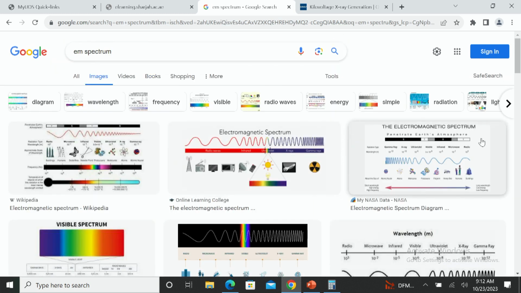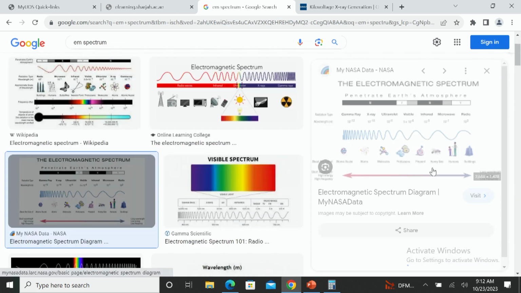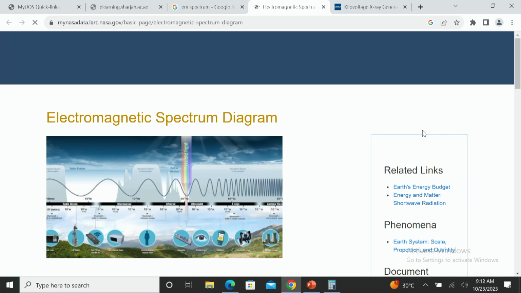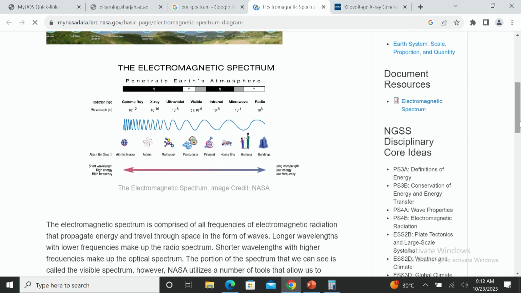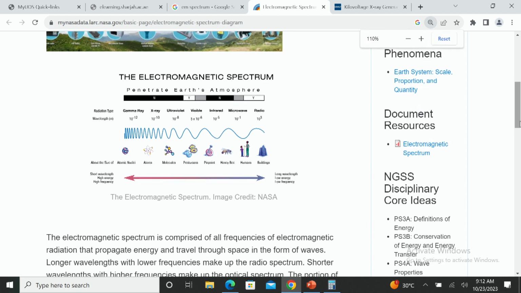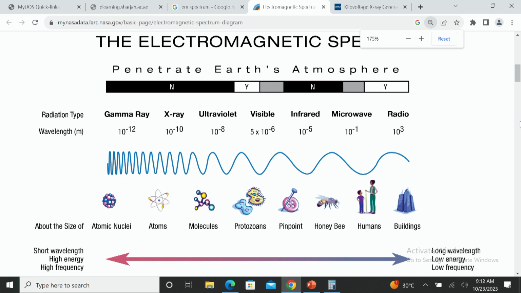Okay, this one here is good. Let's see if we can find this on a bigger screen. Yeah, this one here. I think you see it. Let me just see if I can make it. Okay, you see it on the screen here.